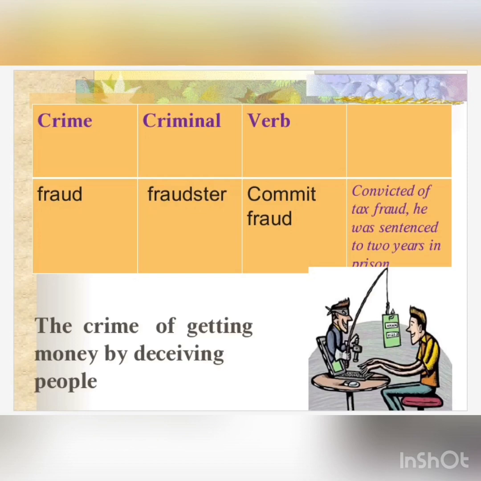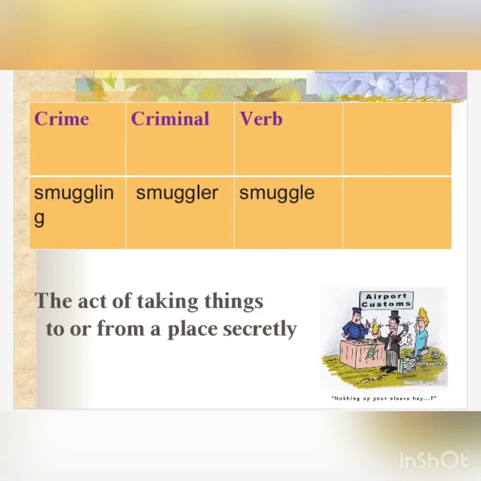The next one is smuggling. Smuggling is the act of taking things to or from a place secretly. The criminal is smuggler. The verb is to smuggle. So it means that if someone wants to take things from one country to another country secretly, especially banned things, the things that are banned in the country, this action is smuggling, and the criminal is smuggler.